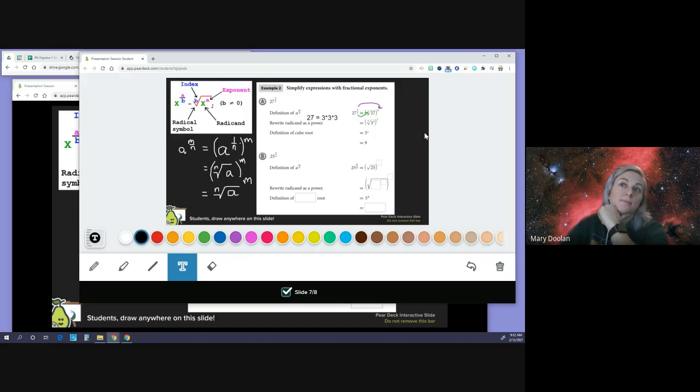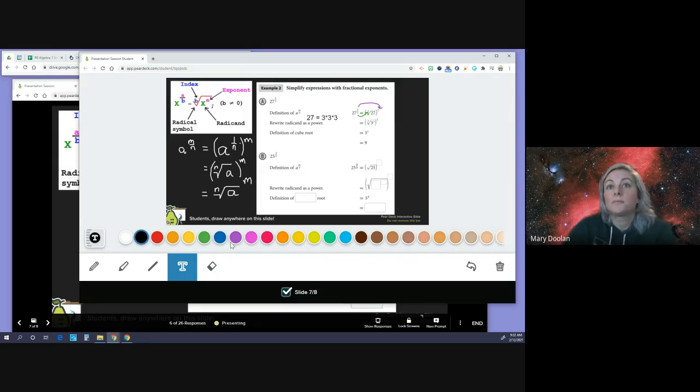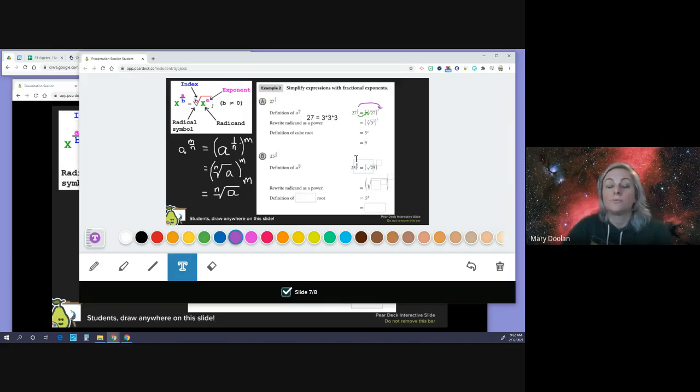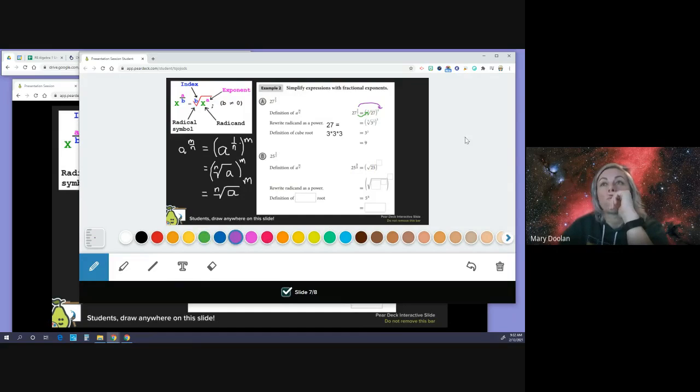All right. So we'll do another one together here. 25 to the 3/2 power. So using the definition of a to the m over n, we're going to take our exponent, and it's going to go in this box. Okay. And then our index would come right here.